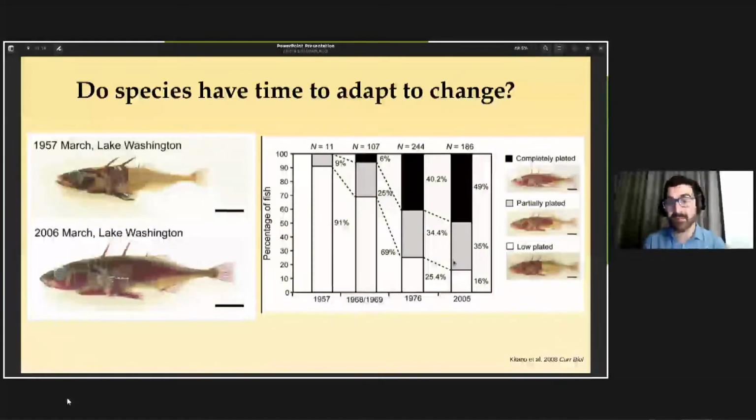Some species are able to adapt rather quickly, like for example this one. As you can see in this plot, from the 1950s to the 2000s, the proportion of individuals in this particular group of species with a certain phenotype has changed. So that means that there was an underlying genetic variation that allowed them to adapt to the conditions when the environment changes in such a short amount of time.